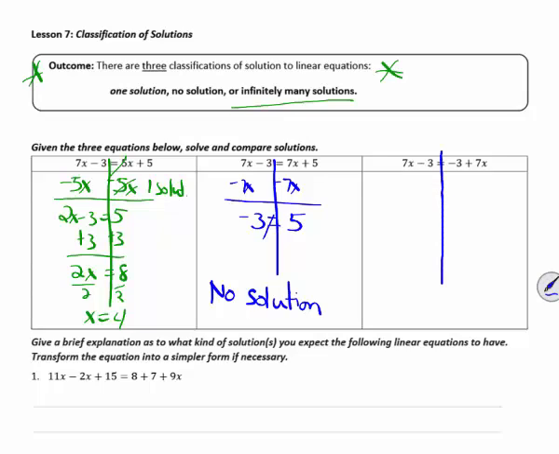Over here, when I do this, I'm going to have to cancel my variables. This time I get negative 3 equals negative 3. This is the newest one. This means now that I have infinitely many, because these are really the same exact equation, they're just written a little bit differently. So if I were to graph them, they're going to end up laying right on top of each other. And we're going to talk about graphing a little bit later in our next chapter.